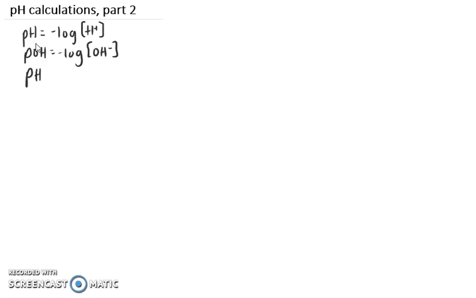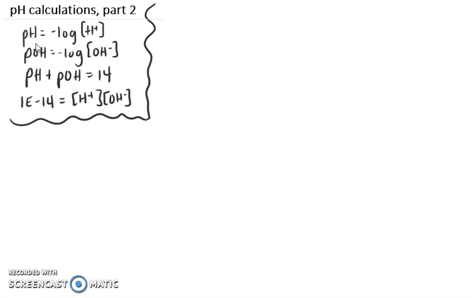We have pH plus pOH equals 14, and again our Kw formula, which is 1e to the negative 14, equals the concentration of H times the concentration of OH. And again, reminder, H is hydronium, OH is hydroxide. Okay, so let's talk a little bit about why these are backwards calculations. The example that we're going to give you today is something like this.